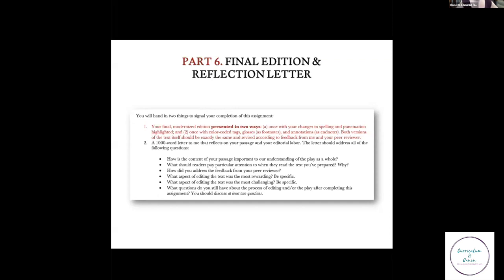on the work that they had done, so that they could see that it wasn't just about fixing the text, that they really had learned a lot about how this text worked as a play, about their own practices as readers, about how they're going to approach modern editions in the future when they're in a different kind of class. So they had to reflect on how their passage was important to the play as a whole, because they've been so focused on this one passage. I wanted them to kind of zoom out.